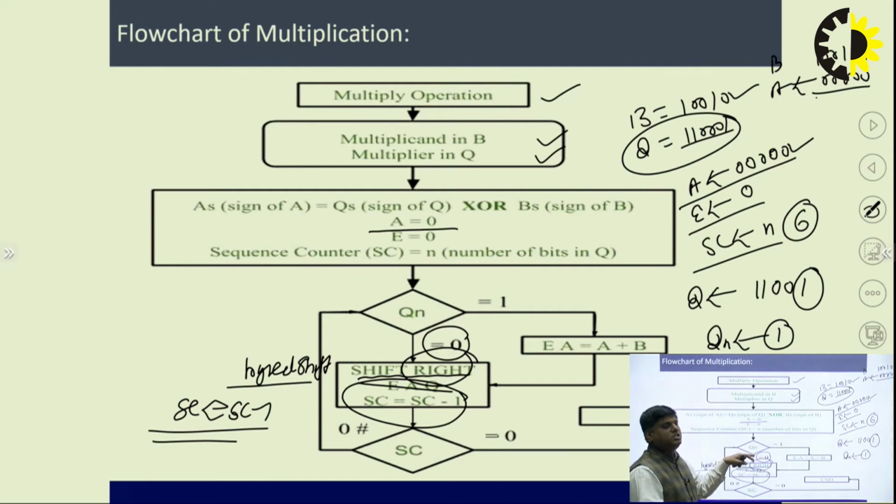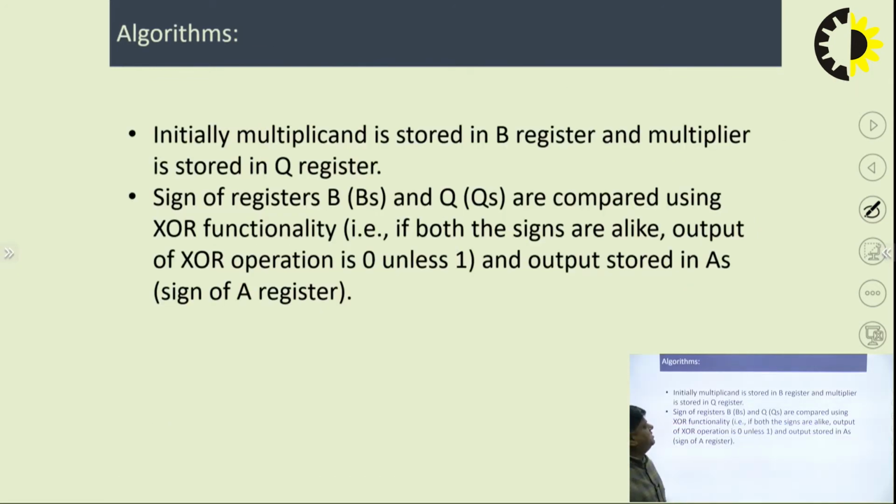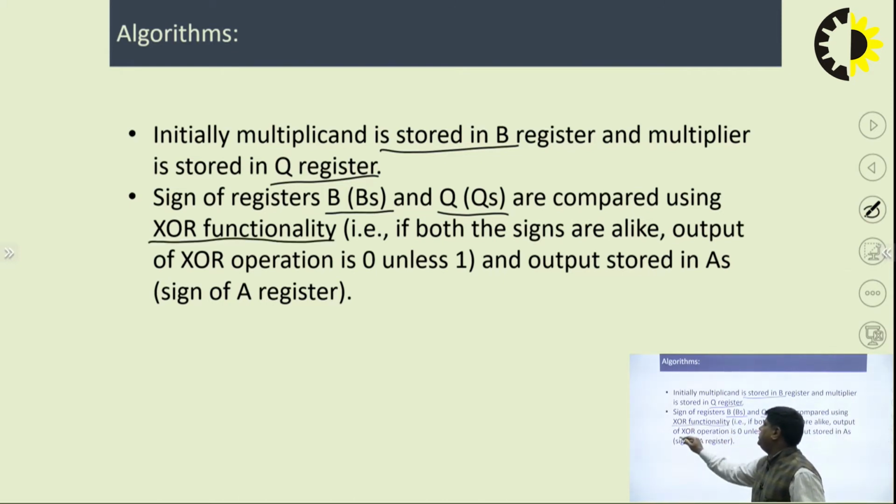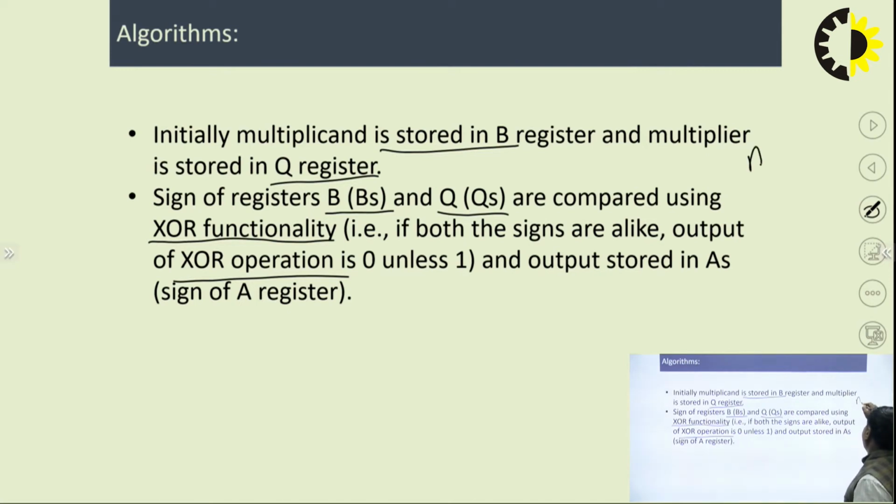This process continues until SC is equal to 0. Same here, the multiplicand is initially stored in the B register and the multiplier is stored in the Q register. The sign bits are similarly stored in BS, and the sign of Q is always stored in QS. With the help of an XOR gate, we check the sign of Q and the sign of B.